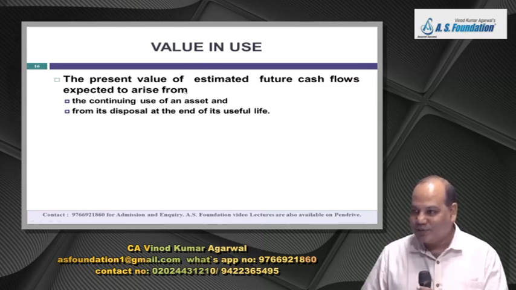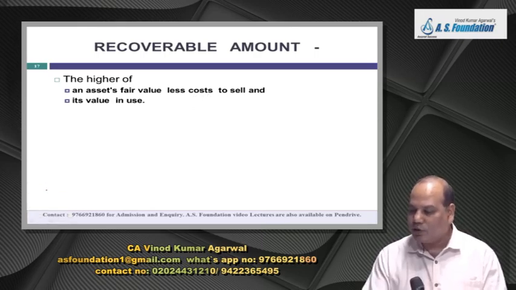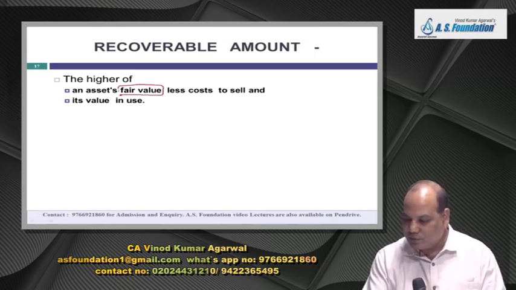Next is value in use. Discussed in IAS 36 impairment. Present value of estimated future cash flow expected to arise from the continuing use of the asset and from its disposal at the end of its useful life. Similarly, recoverable amount has been defined in IAS 36 impairment. Higher of the two: asset's fair value less cost to sell, or its value in use. Now you will find the relevance of all the definitions. Fair value has been defined, cost to sell has been defined.